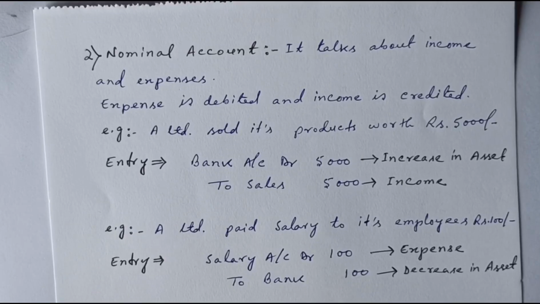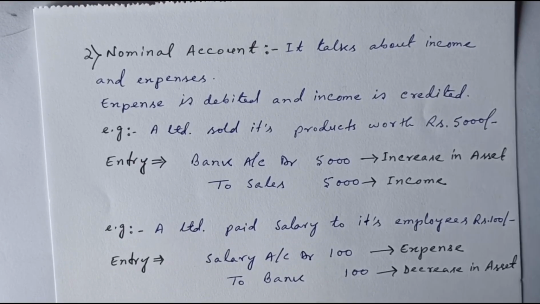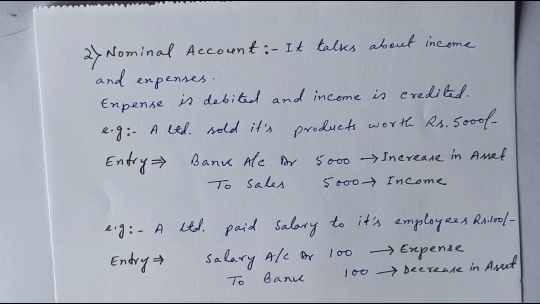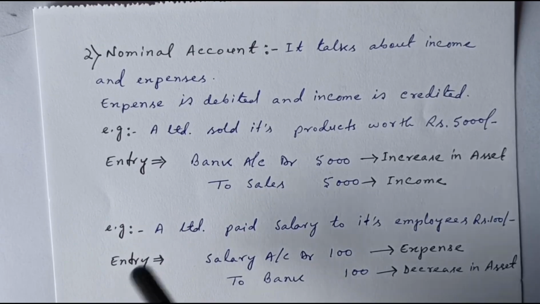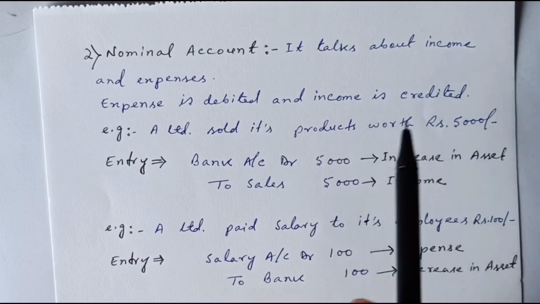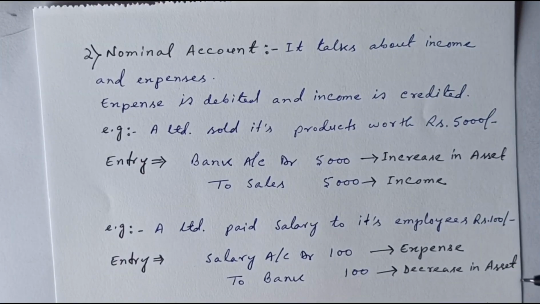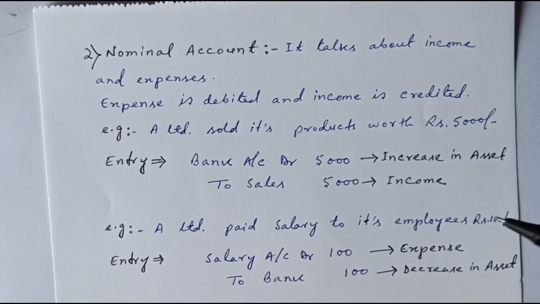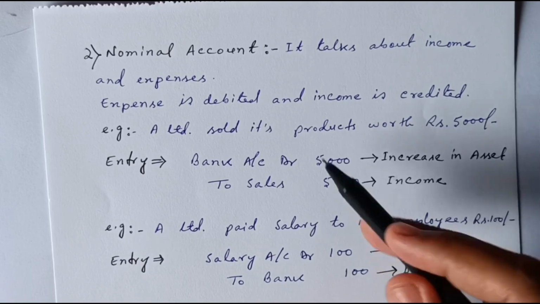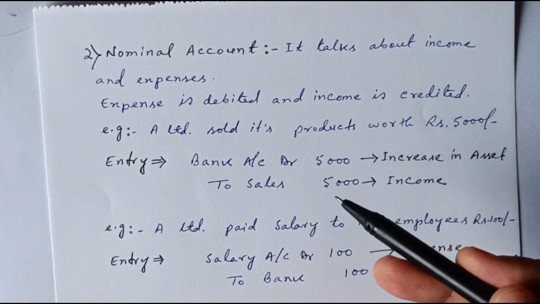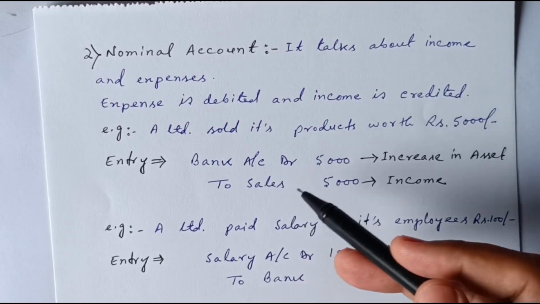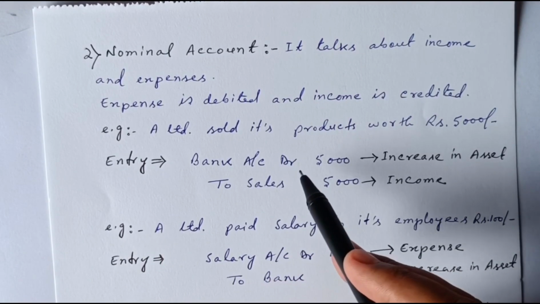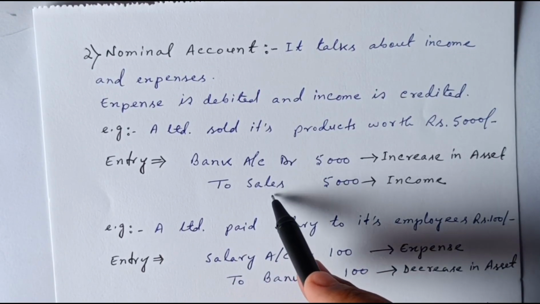Going forward, second is nominal account. Nominal account always talks about income and expenses. So nominal account says in case of expense always debit, in case of income always credit. We have taken an example of this also. Suppose A Limited sold its product worth 5,000 rupees. So A Limited is making sales, an income for any organization. So as sales is income, we have credited it, and by selling its material you get the amount in bank or through cash. So suppose in this transaction we are getting it in bank, so increase in asset, that we have already learned in real account. Increase in asset is debit, so bank has been debited, and as sales is income, we have credited it.